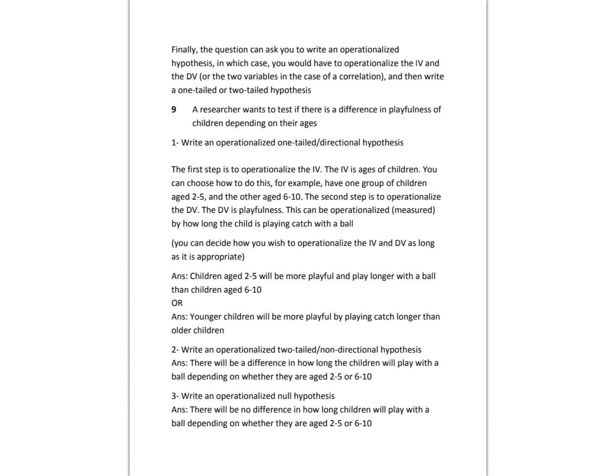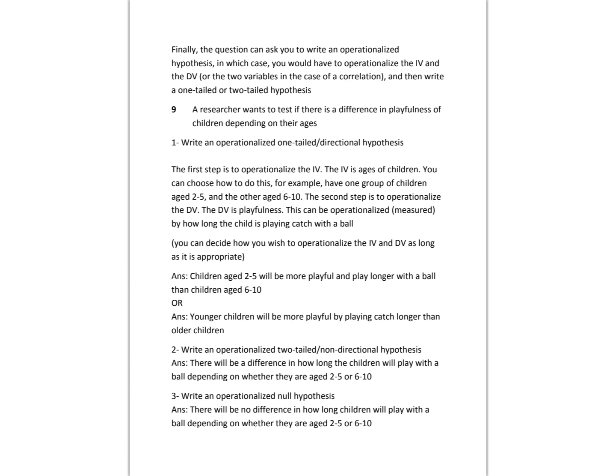So we can say that our operationalized one-tail hypothesis would be children aged 2 to 5 will be more playful and play longer with the ball than children aged 6 to 10. Or children aged 6 to 10 will be more playful and play longer with the ball than children aged 2 to 5. Now, if I had written children aged 2 to 5 will be more playful than children aged 6 to 10, then that is not completely correct because I've only operationalized the age, not playfulness.